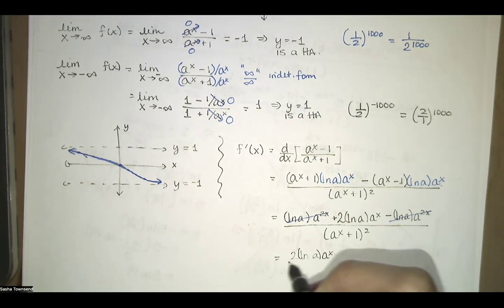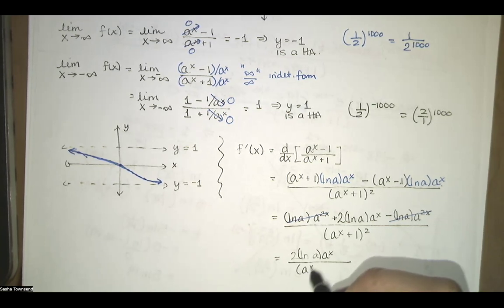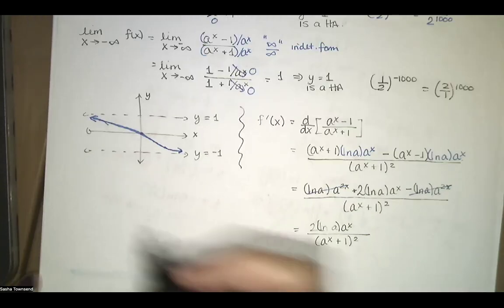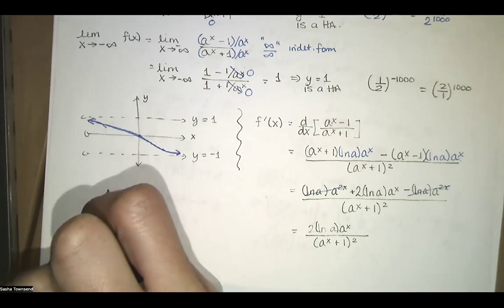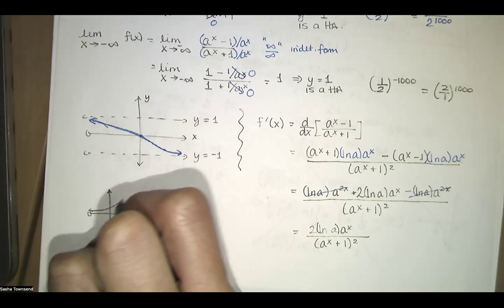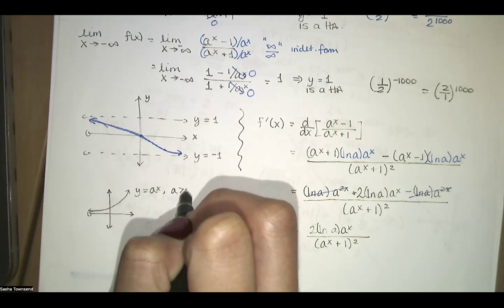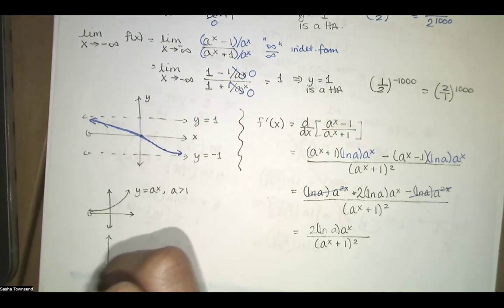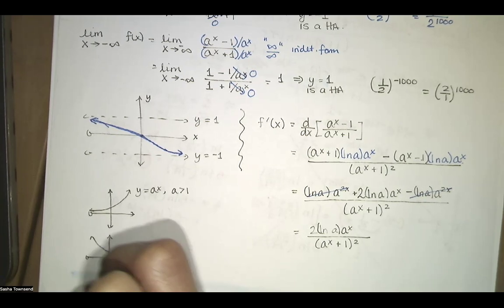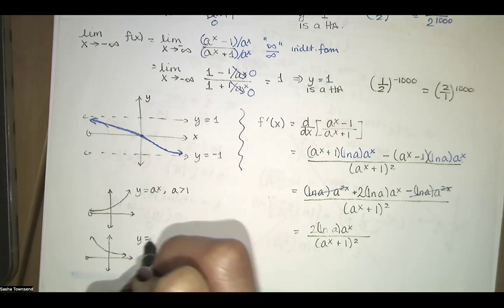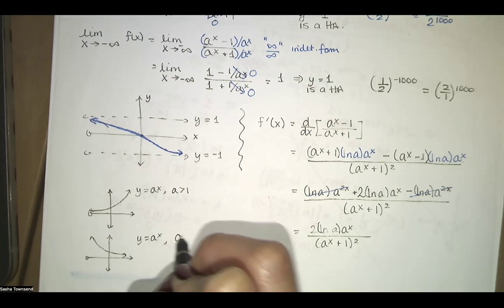Now we know that no matter what a is, if a is positive, the function values on the graph of y equals a to the x are positive the whole time. Y equals a to the x looks like this if a is greater than 1. Y equals a to the x looks like this if a is between 0 and 1.